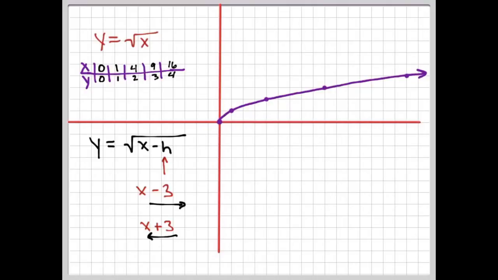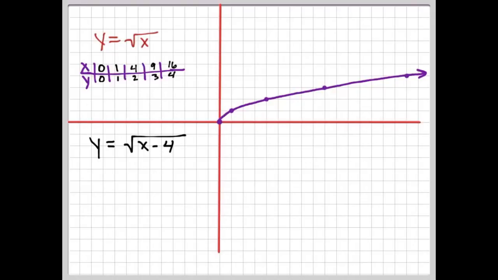Okay? So our first example is y equals radical x minus 4. So we know that we want to move it 4 units. The question is, which direction? So which direction should our graph go? To the right, 4 units. So all we have to do is take our parent function and move it to the right 4 units.